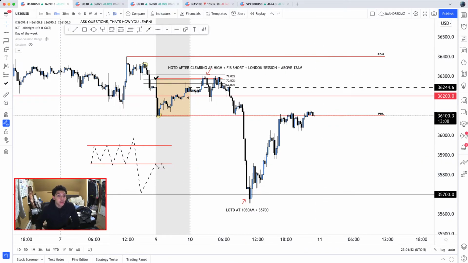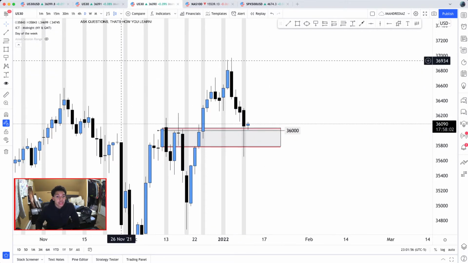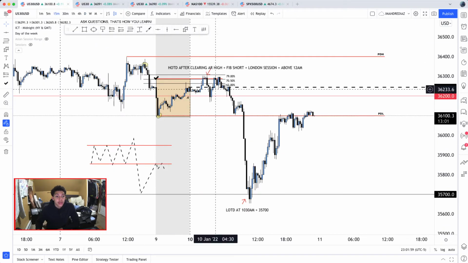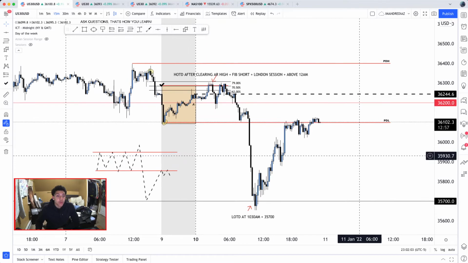But as of right now, my thoughts on US30? If we can continue rejecting like this, I'm more than likely going to anticipate price is going to continue bullish. And this could possibly be the low of the week. We will find out, but this is overall what happened with US30.